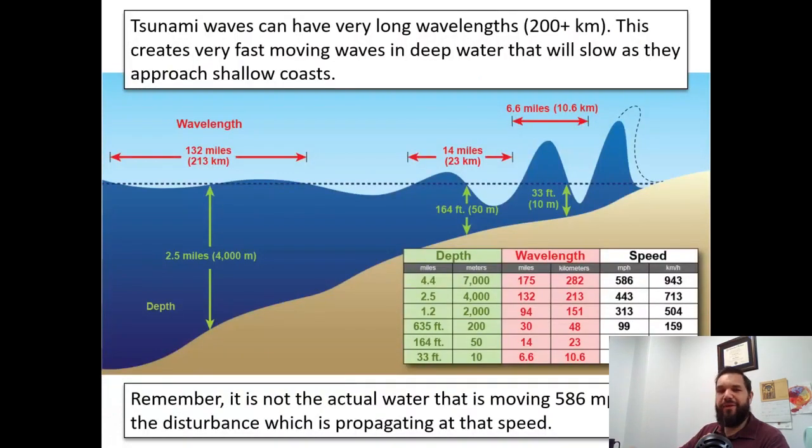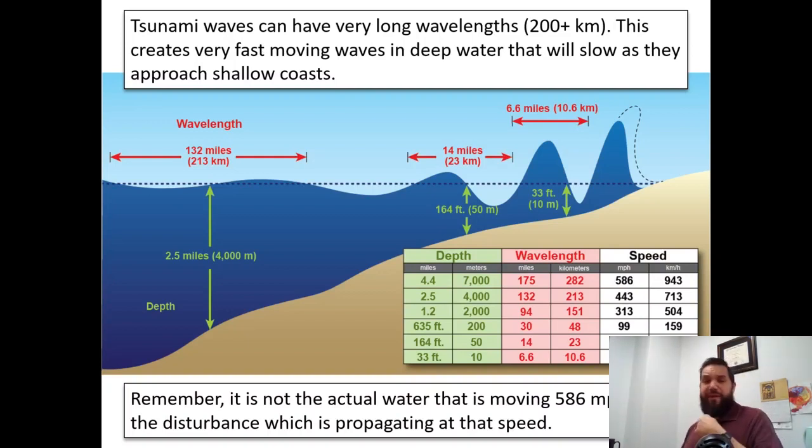And it would probably be done in a way that's simple enough to do kind of in your head. All right, so tsunamis can have very long wavelengths, up to 200 kilometers, sometimes more or less. So this creates a very fast-moving wave, right? If the wavelength is that big, it's going to move very fast. However, if you think about this, it really kind of depends on a lot of things, right?